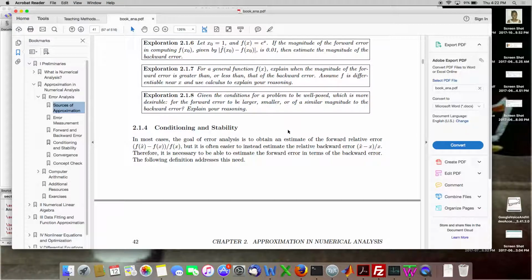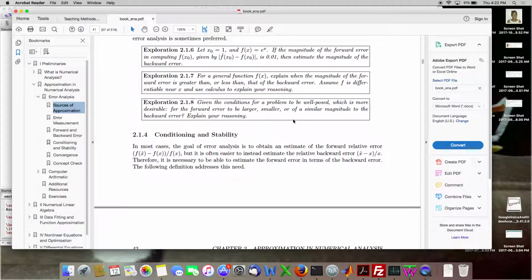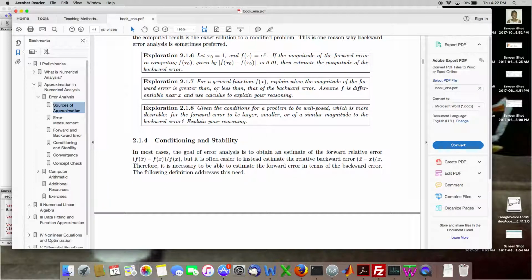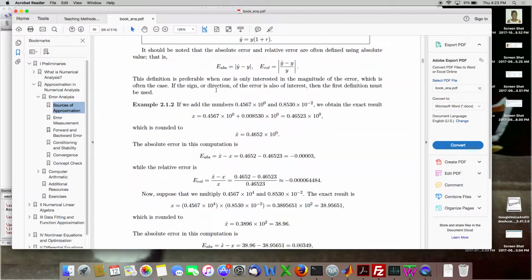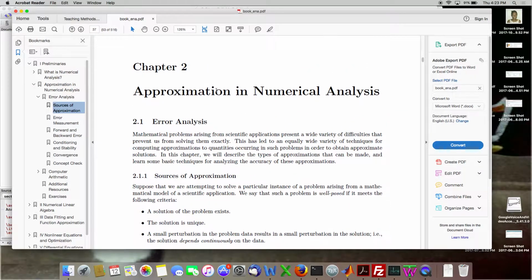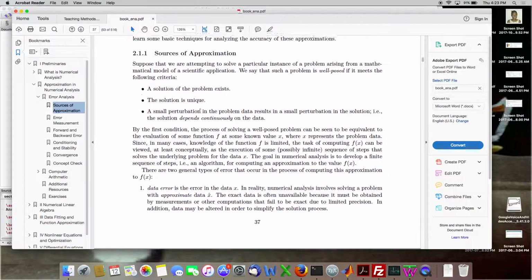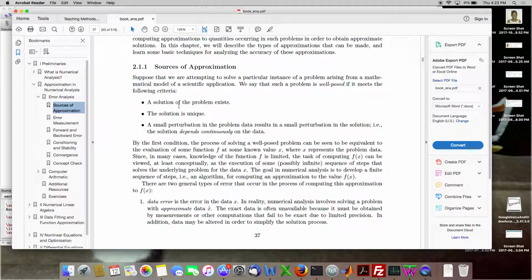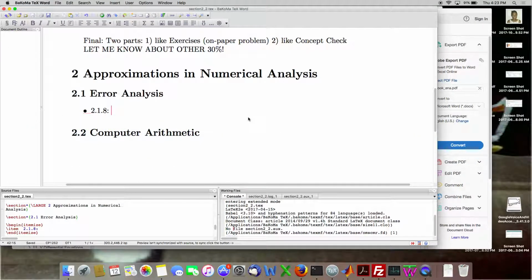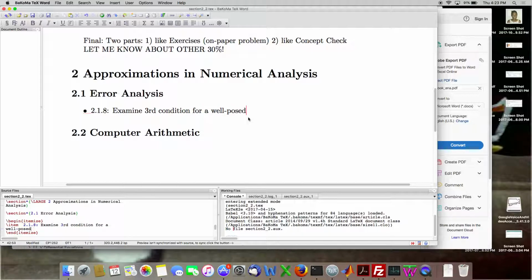Now, given the conditions for a problem to be well posed, which is more desirable: for the forward error to be larger, smaller, or of similar magnitude to the backward error? I'm going to go back to those conditions for a problem to be well posed. Here are the conditions. It has to have a unique solution, but the condition of interest is the third condition for a well-posed problem.